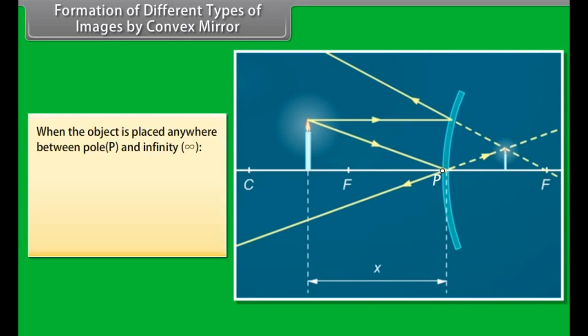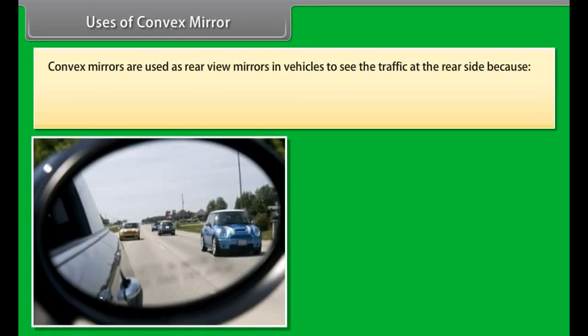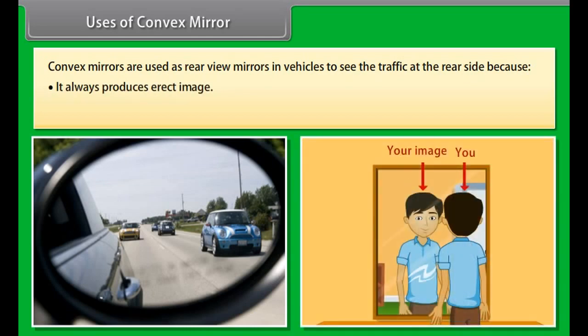When the object is placed anywhere between pole P and infinity, the image is formed behind the mirror. It is virtual and erect, smaller than the object. Uses of convex mirror. Convex mirrors are used as rear view mirrors in vehicles to see the traffic at the rear side because they always produce an erect image. The size of the image is small, and so we can see a wide field of view of traffic behind.